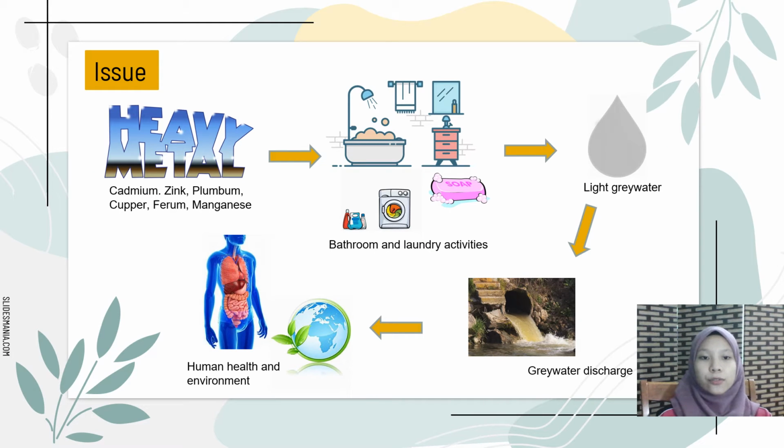Issue of groundwater. Heavy metal ions such as cadmium, zinc, plumbum, copper, ferrum, and manganese are produced from the detergent, soap, and body care products. So the bathroom and laundry activity release the light groundwater that contain the concentration heavy metal from the detergent and the soap. So the groundwater will discharge to the river without any wastewater treatment. So from this situation, it will give the negative impact to the human health and environment.